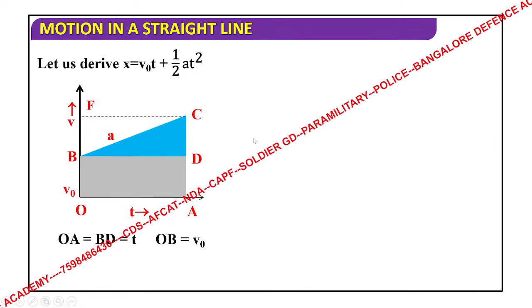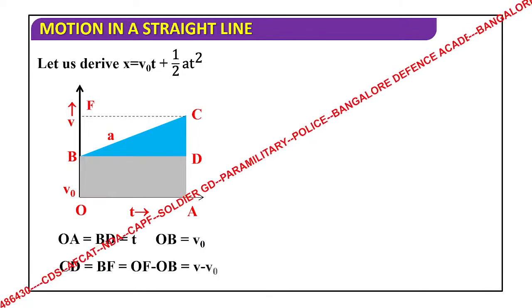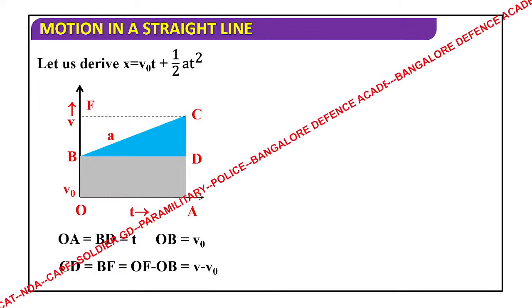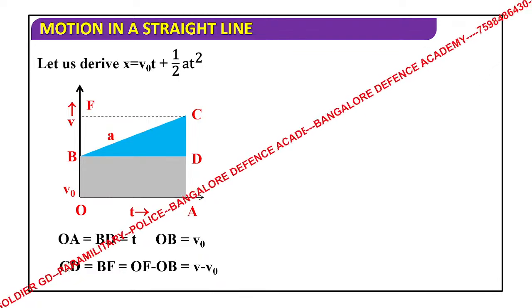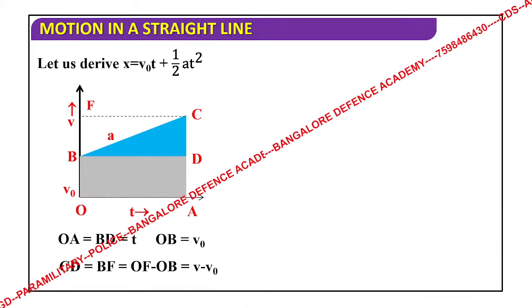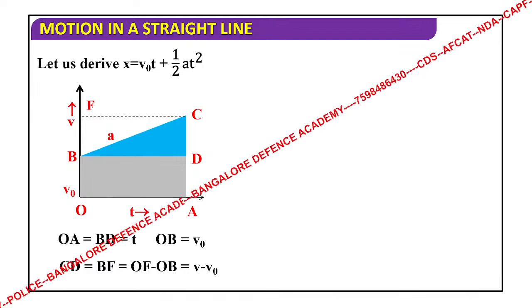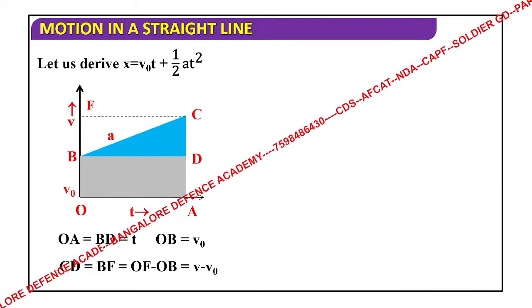Next, OB is nothing but v naught, that is the initial velocity. So now you have CD is equal to BF, that is OF minus OB. I'm just going to subtract it. You just see point F and O. I just want CD, so for CD, I will just do v minus v naught.